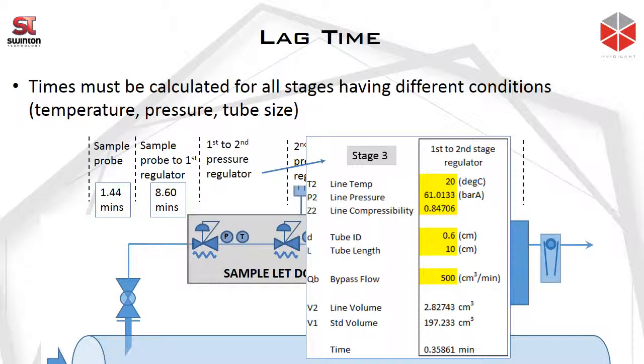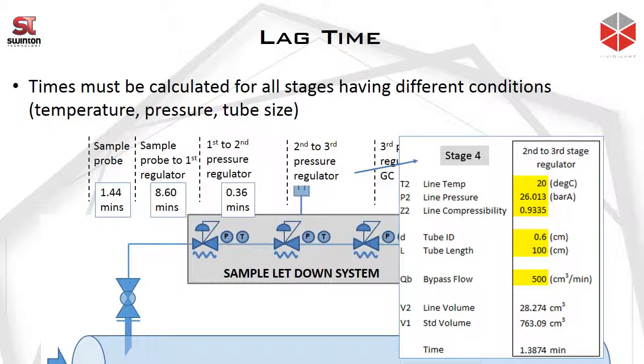The third stage, so you would have a temperature indicator here telling you the temperature at that point, and also a pressure indicator. So the pressure has gone down. There's a different corresponding compressibility. The tube ID is the same as the previous stage, or it may be different, but in this case it's the same. The length of the tube in this particular stage is 10 centimeters. We have the same bypass flow, and so using the same calculations we can calculate that the time attributed to the total time at this stage is 0.36 minutes.